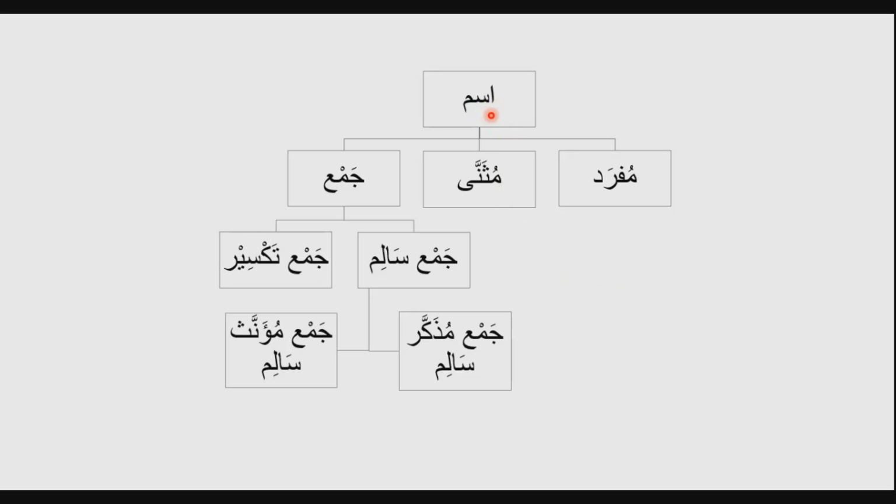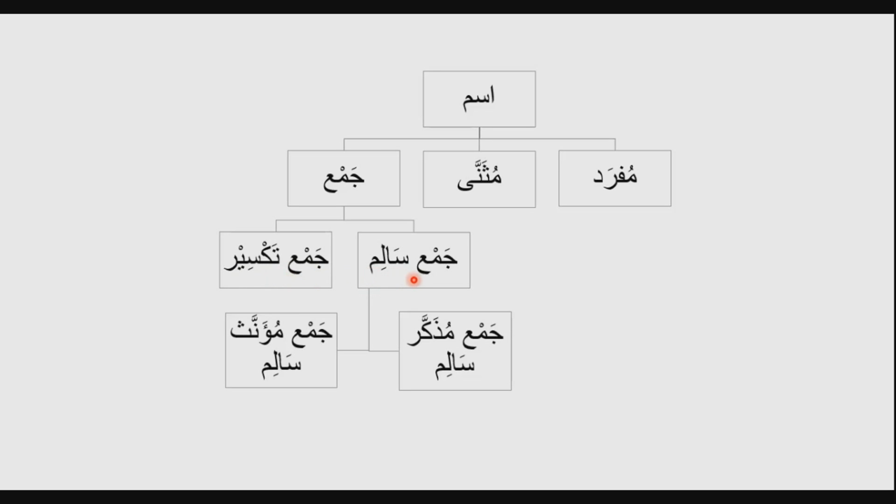So ism, the noun, is divided into three. Again, every language has singular and plural, and here there is an addition, that is the dual. The mufrad is singular, the dual is muthanna, and the jama' is plural. Again, mufrad and muthanna stay as they are, but the jama' has many subdivisions. The first subdivision is jama' salim and jama' taksir. Jama' taksir is a broken plural, that is, it does not retain the structure of the singular one. So we'll go with that later.